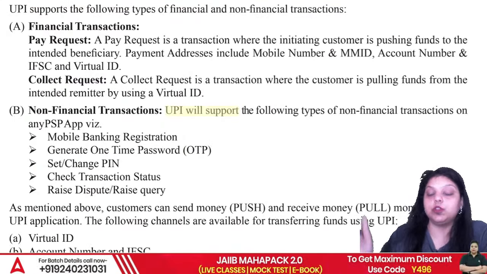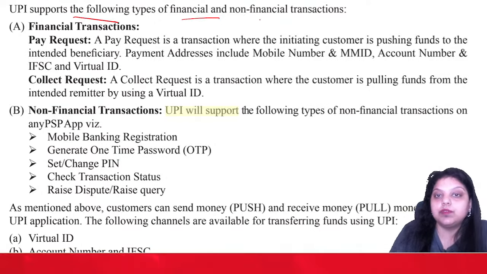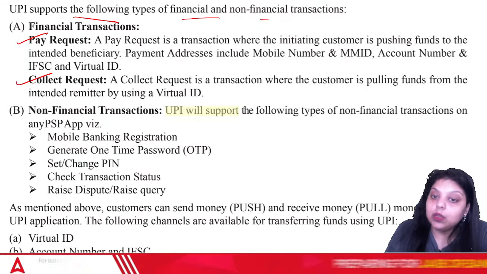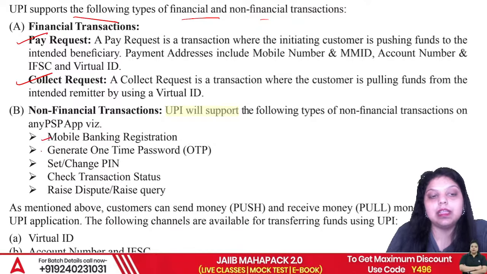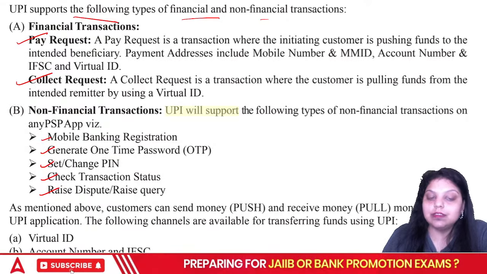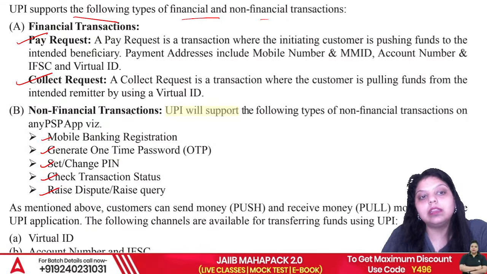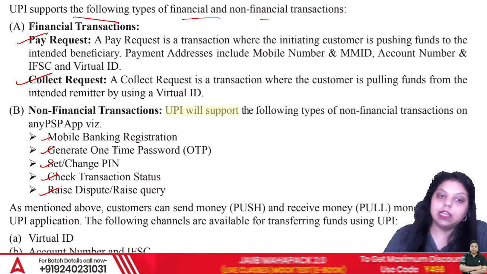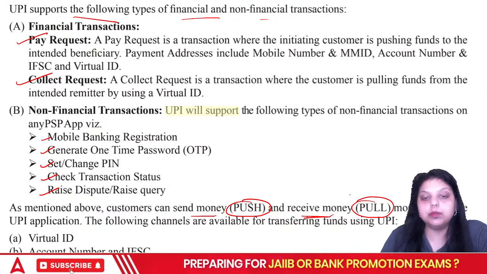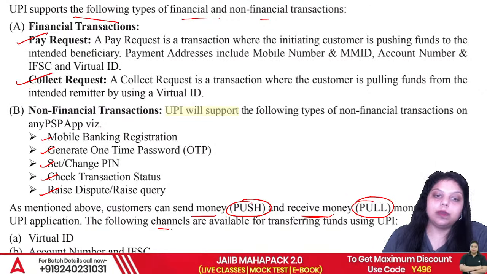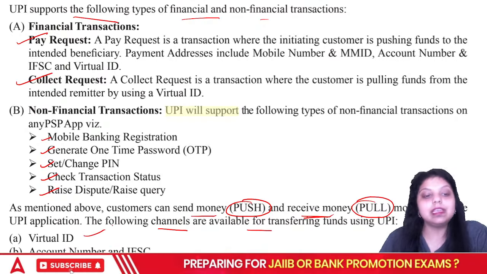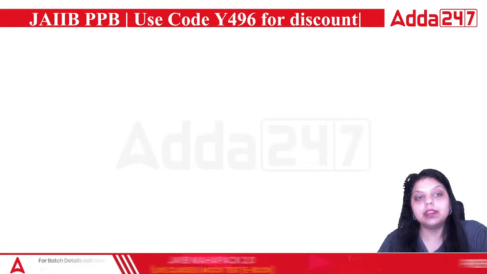Next question, you can see UPI supports the following types of financial and non-financial transactions. In financial transactions, pay request and collect request are there. In non-financial transactions, you can see we have mobile banking registration, generating OTP, set or change PIN, check transaction status and raising dispute or query. They all are non-financial transactions. Okay, and you can see the customer can send money by using the push request and the customer can receive money by using the pull request. Okay, and the following channels are available for transferring funds using UPI: virtual ID, account number and IFSC, and your Aadhaar number is required to perform the transactions.